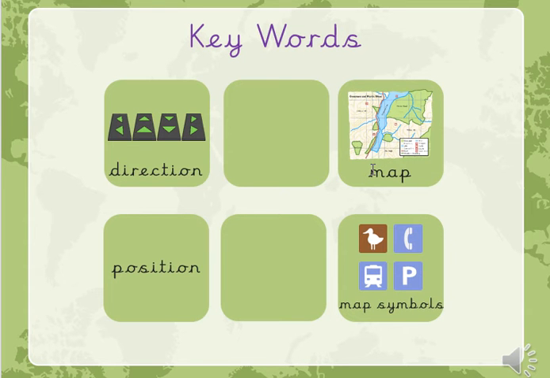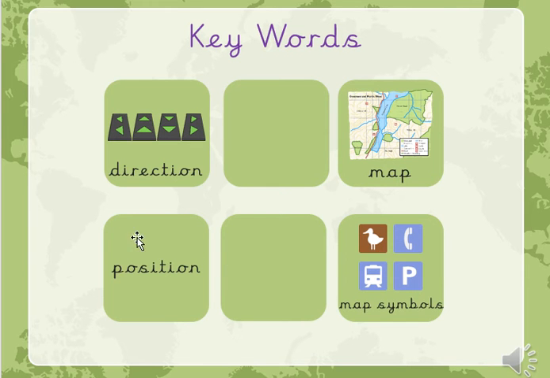Some of the keywords you need to know are map. Obviously, we know what a map is, but you can get a map on your phone, you can get one on paper, you can get one on your computer, whatever is easiest for you. So, on a map, you will see map symbols, and it's just like little pictures to show you what each thing is and where it is on the map.